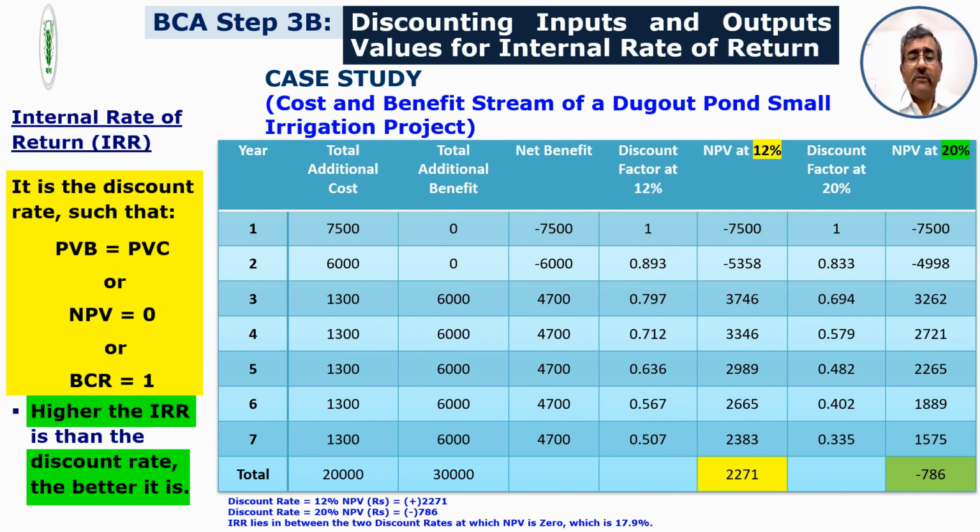With the same example, if we see with the 12% discount factor, the net present value comes to 2,271. But when we increase the discount factor to 20%, it becomes -786. So somewhere in between these two, 12% and 20% discount rate, lies the net present value equal to 0 or benefit cost ratio equal to 1, that is 17.9%. So it is the internal rate of return of this dugout pond small irrigation project.